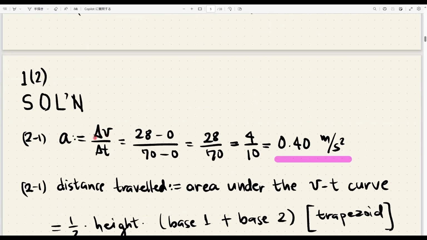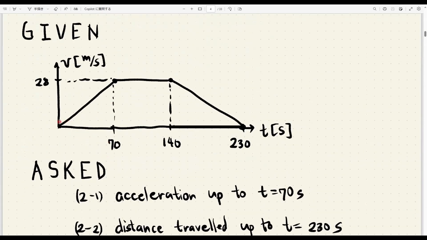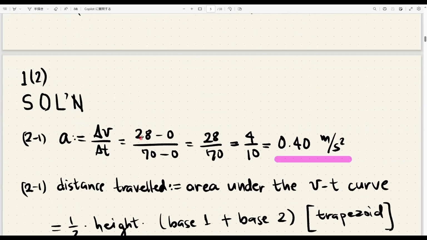Acceleration is simply the change in velocity divided by the change in time. And this applies when you have constant acceleration. And that is exactly what we have here. We have a straight line, so the acceleration there is constant. So we just need to get the velocity here and the time here, and we do a subtraction and divide it. So the final velocity is 28 minus the initial velocity, which is 0.